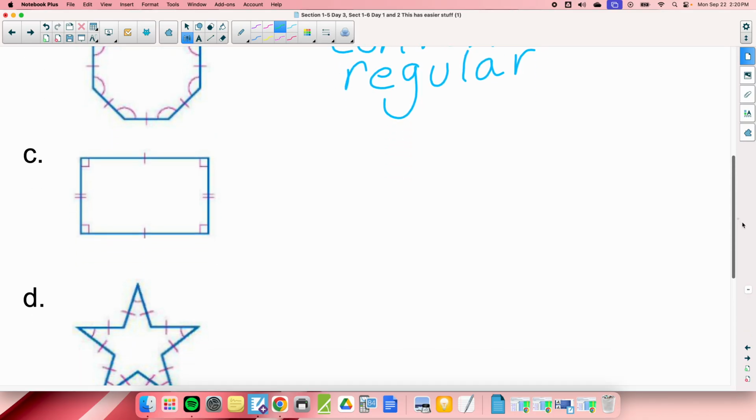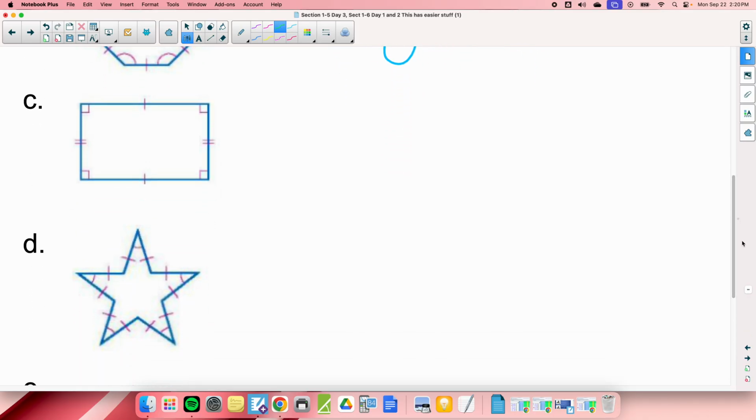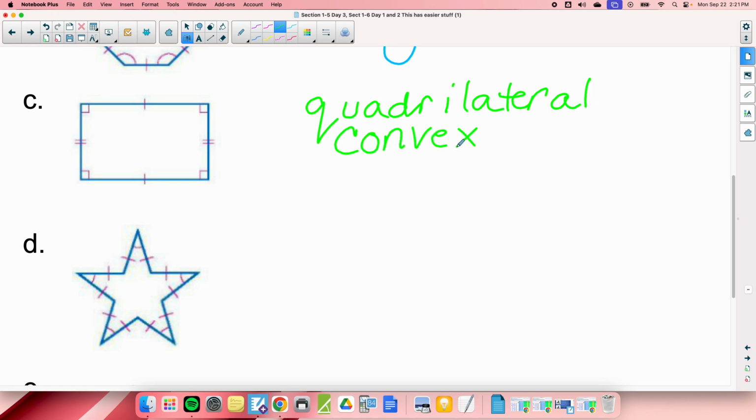C, you guys might look at C and think it looks like a rectangle, which it is. But what's the general name? Quadrilateral. Very good. Does C cave in at all? So what do we call it? Convex. Does C have all the same markings for the angles? Yes, angles, yes, right? How about sides? No. So then it is irregular. Very good.